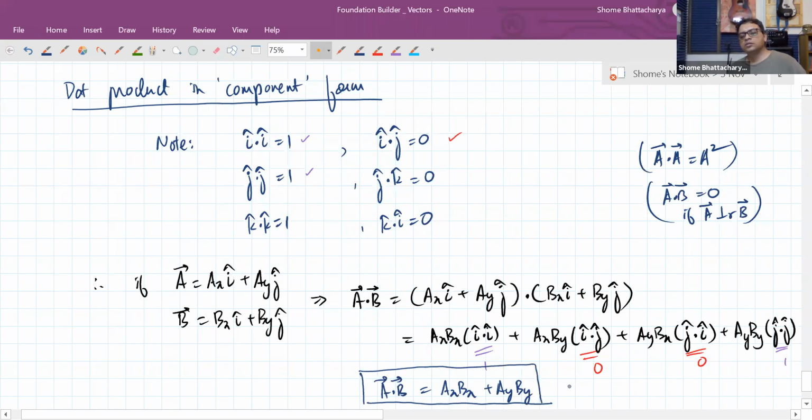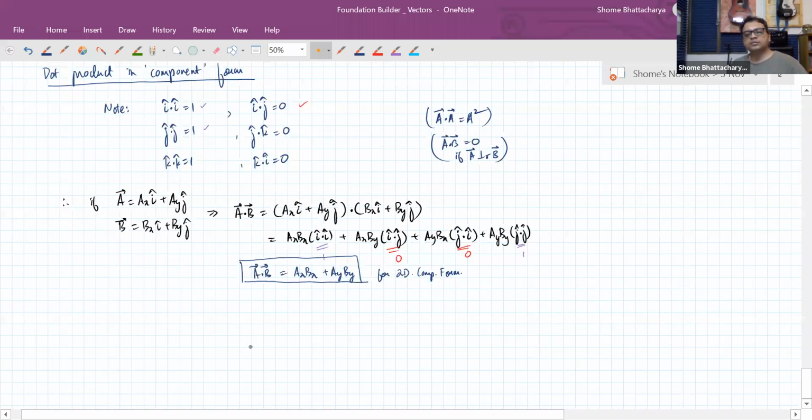So this is for 2D component form. So it's just a very simple formula when it reduces to this. So for example, if we have a situation where vector A is, let's say, 2 i cap plus 3 j cap, and vector B is, let us say, 4 i cap minus j cap, then we want to find out A dot B, how much that is.